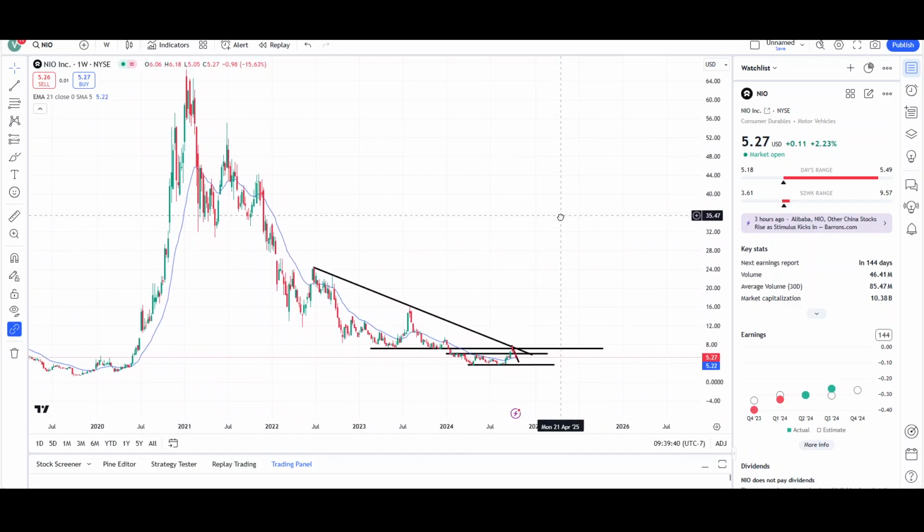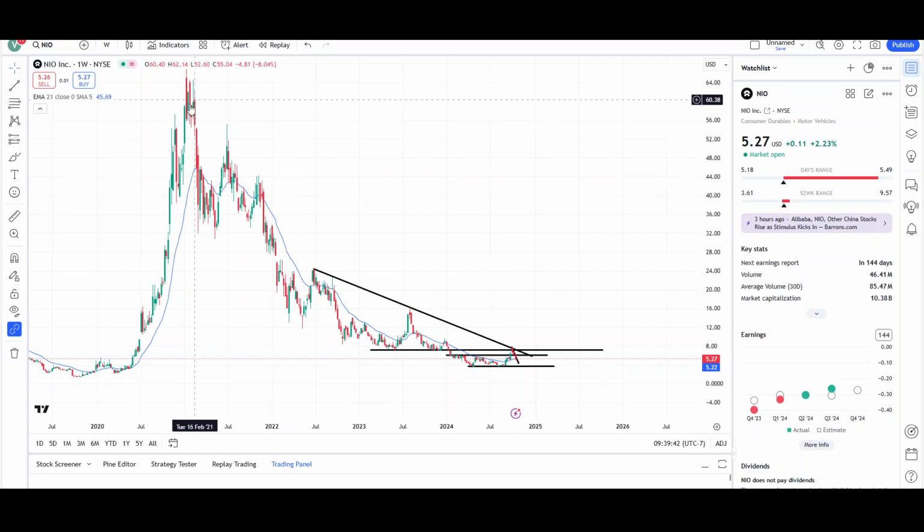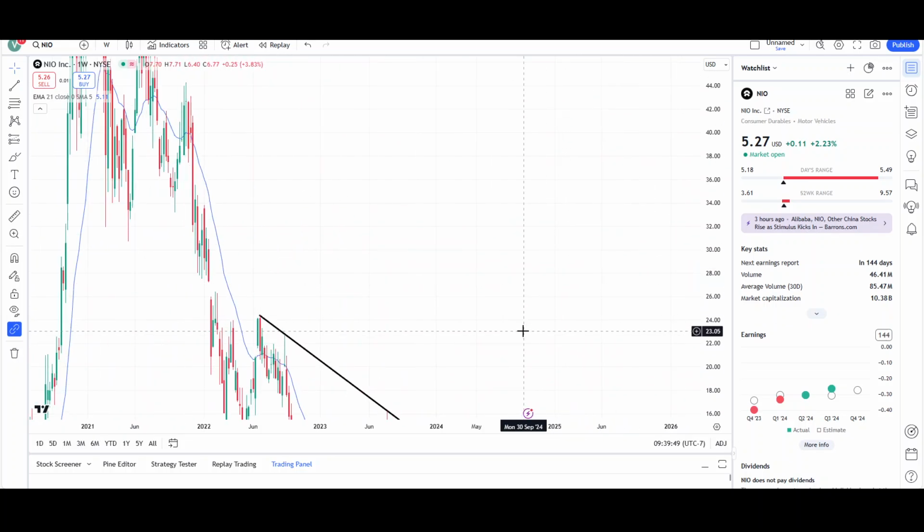So this upcoming January would be a 4-year bear market for Neo. So overall, still looking bearish. So that's all I have for Neo on the daily weekly charts.